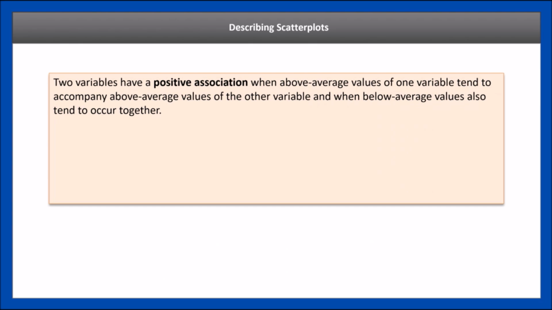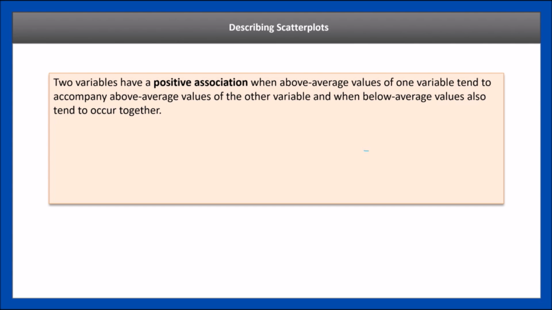All right, so describing scatter plots. How do we describe them? Well, one of the ways that you can describe them is how I mentioned earlier, in the graph earlier, it was increasing, right, from bottom left to top right. That is known as a positive association. So two variables have a positive association when the above average values of one variable tend to accompany the above average values of the other variable, and when below average values also tend to occur together.